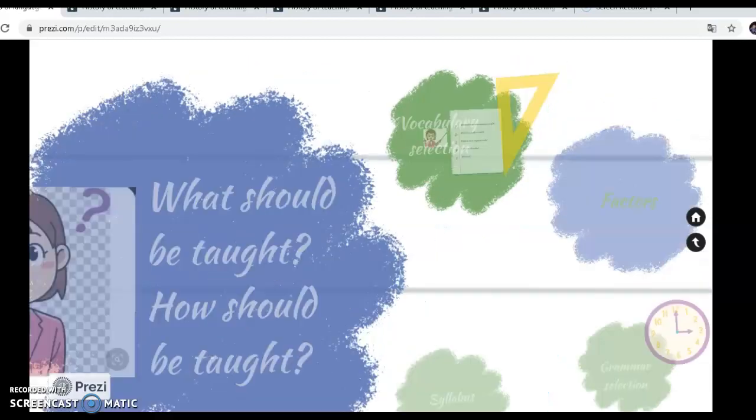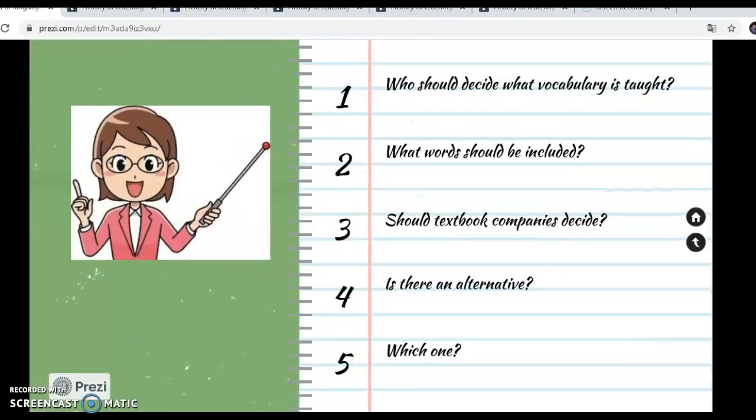The first one was related with the vocabulary selection, but there are also some concerns regarding the vocabulary selection. For example, who should decide what vocabulary is taught? What words should be included? Should textbook companies decide? Is there an alternative? Which one?